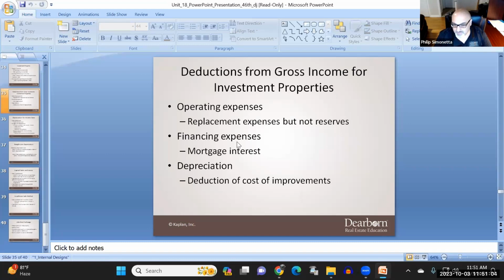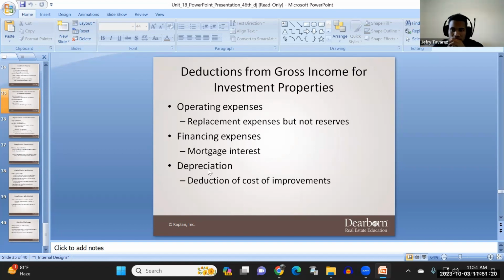Financing expenses would be mortgage interest. You could write your mortgage interest off, not your payment. You need to know that. You may see questions on that. You can write off mortgage interest, not the mortgage payment. Does that make sense? Yeah, it makes sense.